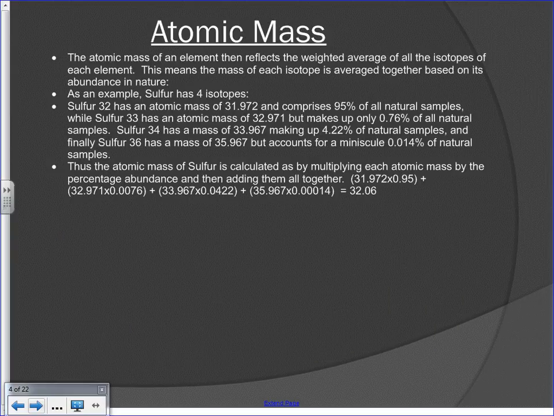All right, so the atomic mass of an element reflects the weighted average. If you look on your periodic table, you'll see this number that's got all the decimals in it. On yours it's in the top right corner, sorry. So if we're looking at lithium, for example, the atomic mass of lithium is 6.94 grams per mole. We'll talk about moles way later on in the unit. That's the average of all the isotopes of lithium that there are.